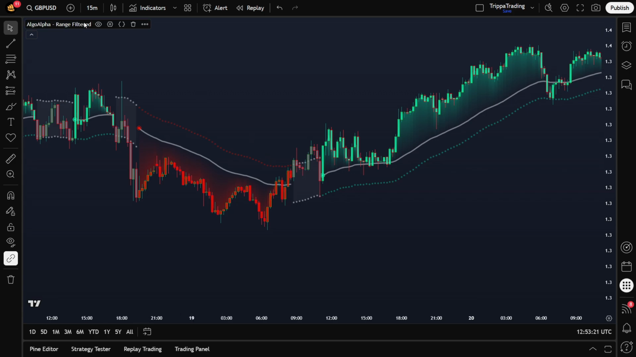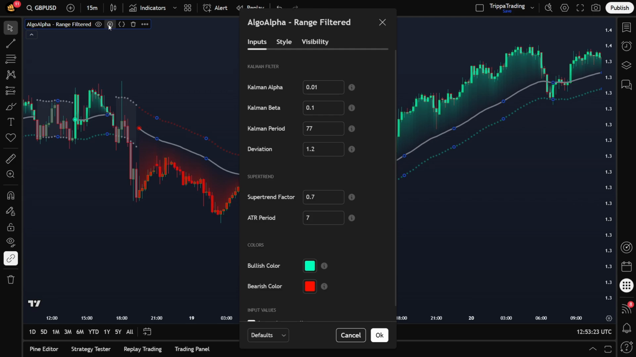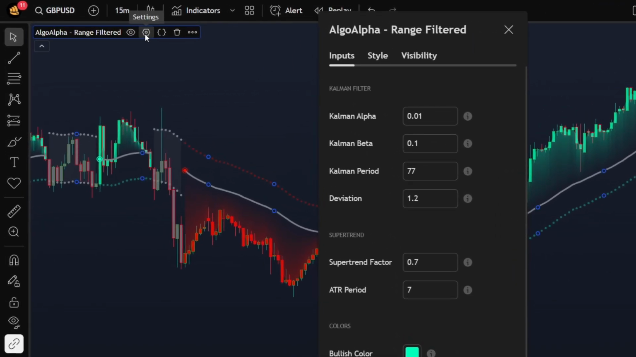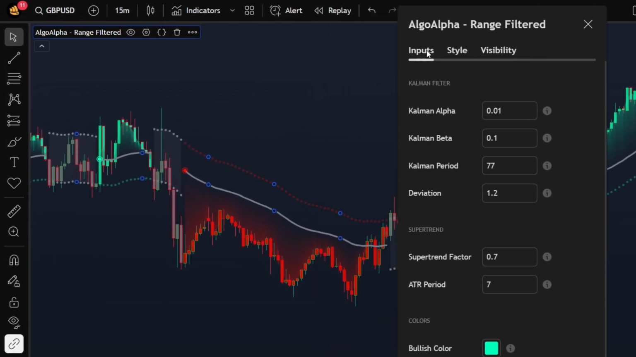Now let's take a look at the settings of this indicator. You can open the settings from here. Double-click the indicator or hit the gear icon to open the settings.